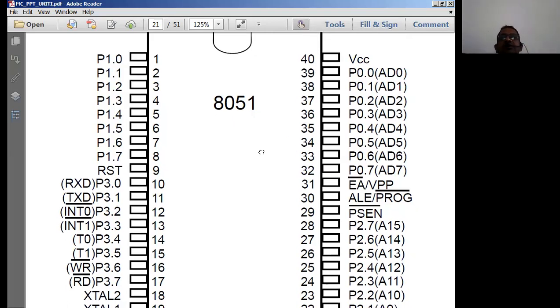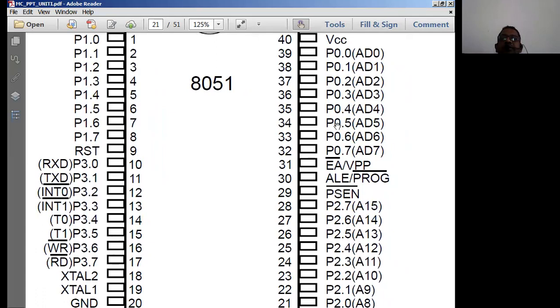Let us start with the port 0 representations. Port 0 has 8 pins: P0.0, P0.1, P0.2, P0.3, and so on up to P0.7. This is the 0th pin of port 0, this is the first pin of port 0, the second pin of port 0, and so on up to the 7th pin of port 0.